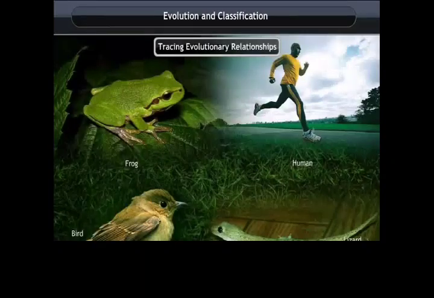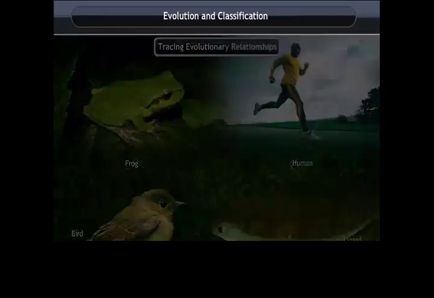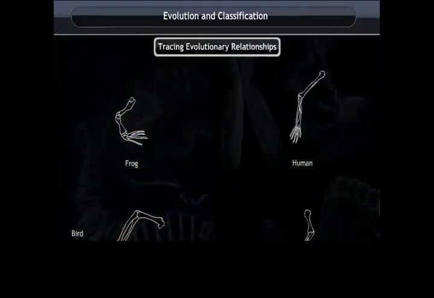Tracing evolutionary relationships. The basic structure of the limbs is similar, though it has been modified to perform different functions in various vertebrates. For example, limbs of the frog, lizard, human and bird appear similar but do not perform similar functions. They are called homologous organs.